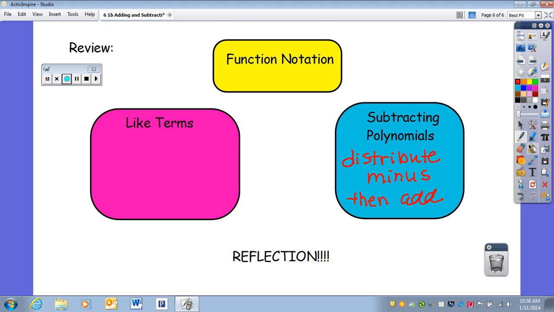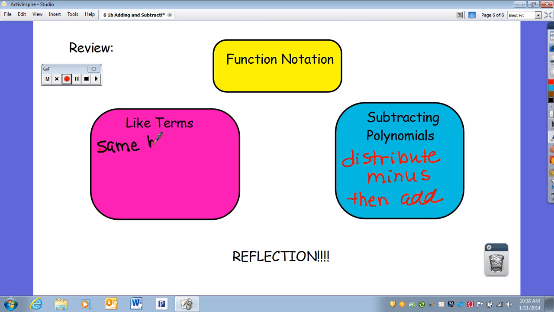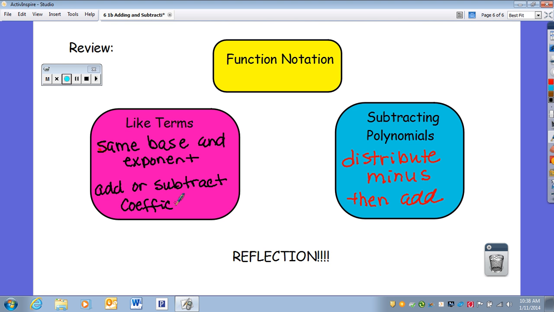When we have like terms, make sure to remember that like terms have the same base and exponent, and we are adding or subtracting the coefficients. Make sure you keep the base.